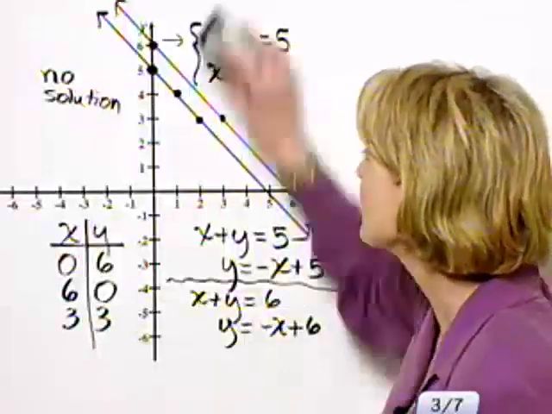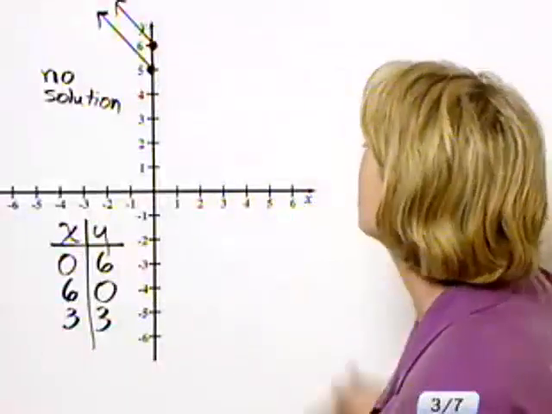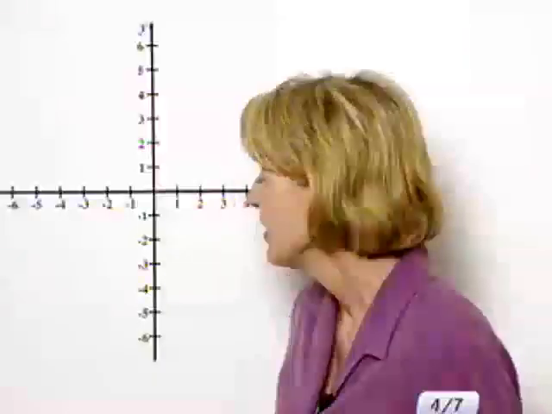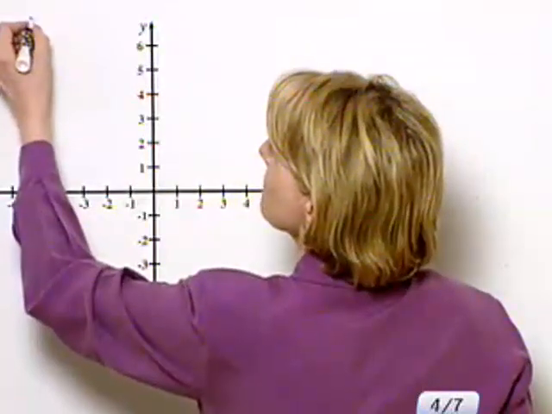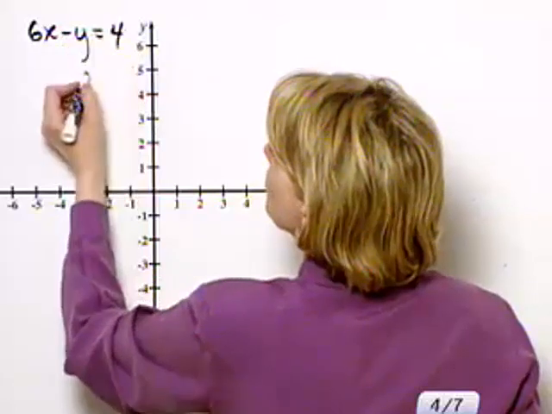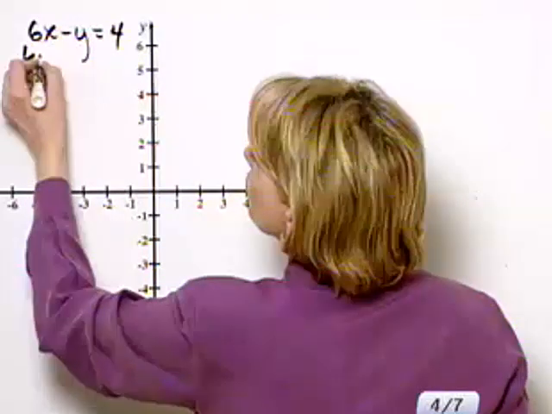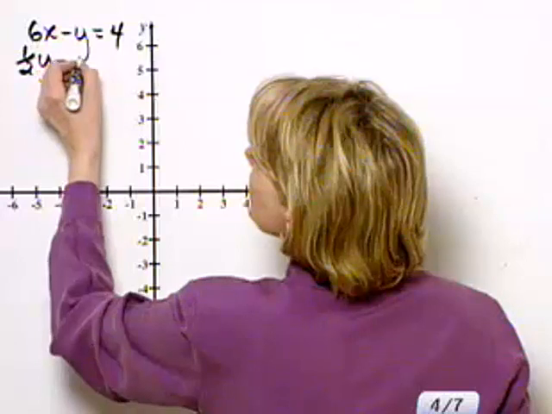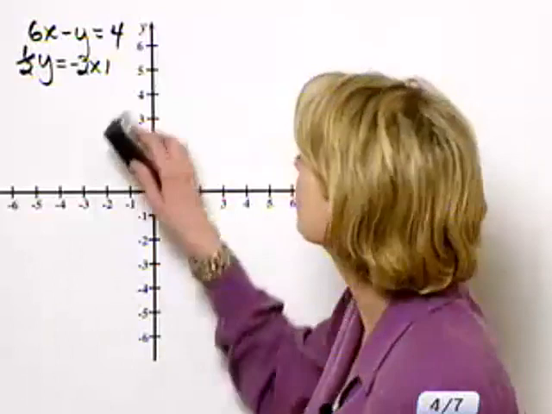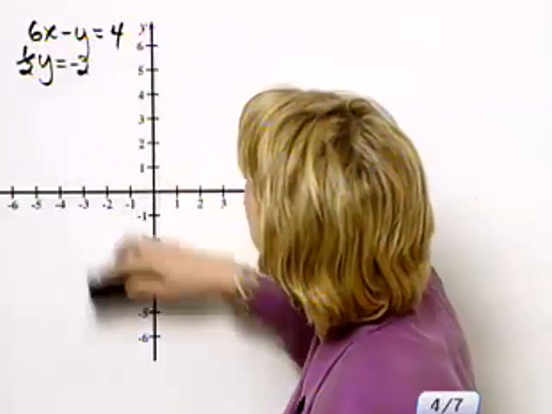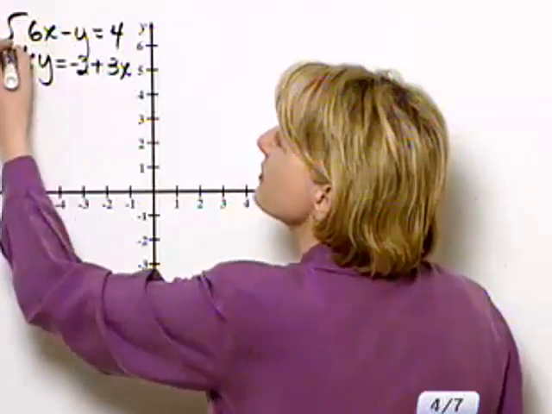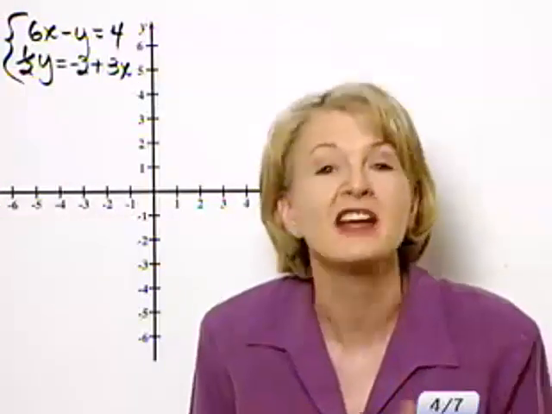Let's try another system of equations. We are solving systems of equations by graphing. Let's suppose I have the system 6x minus y is equal to 4, and 1/2 y equals negative 2 plus 3x. All right, here's my system of equations. I'd like to solve this system of equations by graphing.